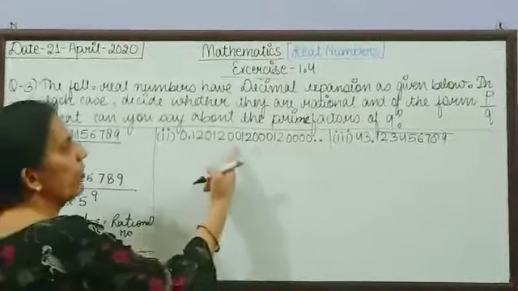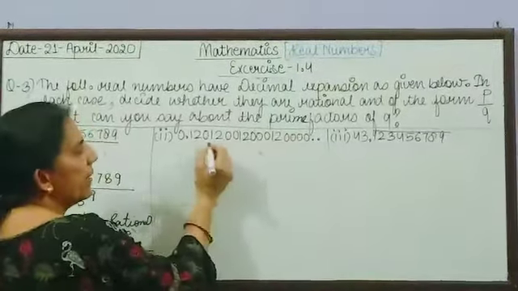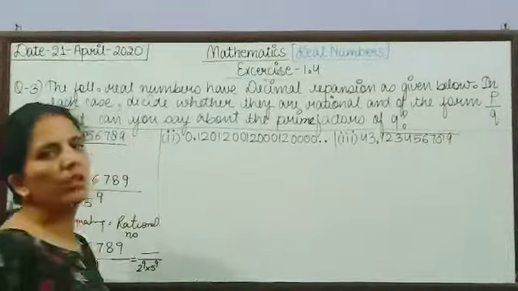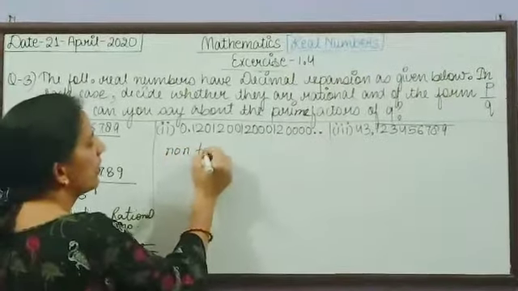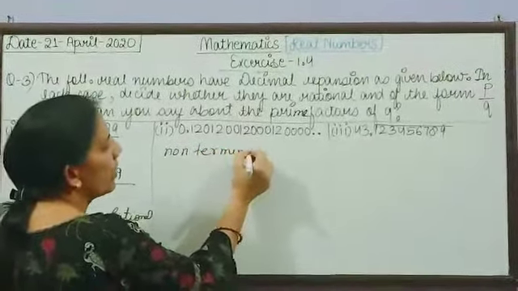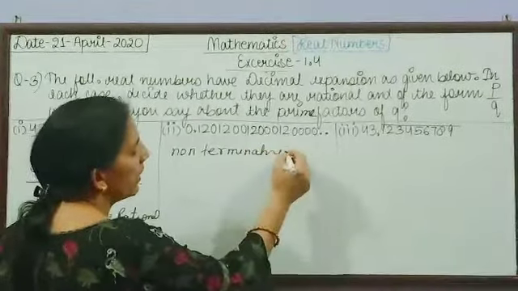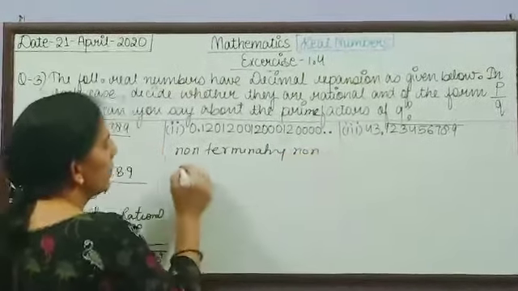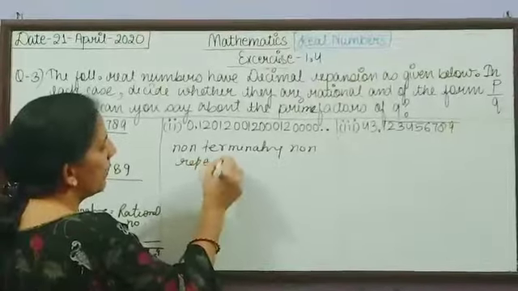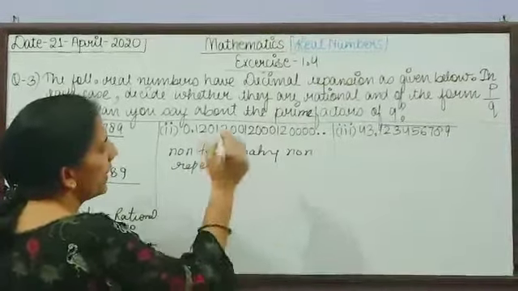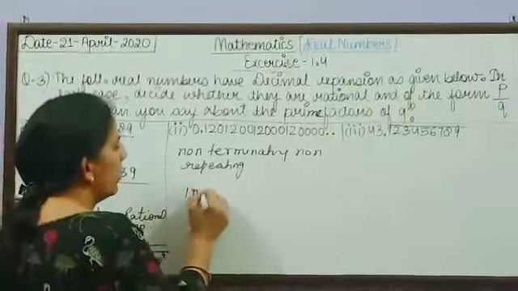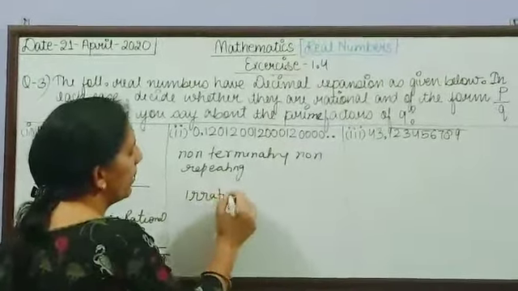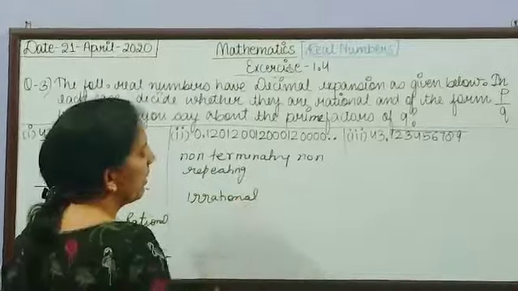As you can see from these digits, they are neither terminating nor repeating. Therefore, it is non-terminating and non-repeating, so we can say that this is not a rational number. It is irrational, and it cannot be written in the form of p by q.